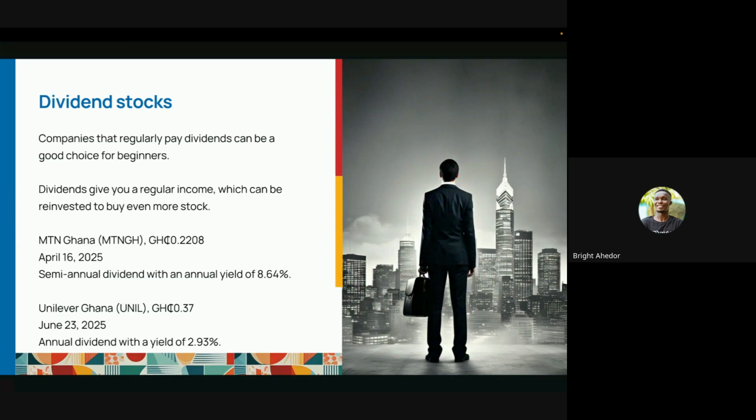Now, another stock buying approach is to look for dividend stocks. Companies that regularly pay dividends can be a good choice for beginners. This is one of the strategies I use. One of them is blue chips, the first one. I go for blue chips, so I'll buy a stock in Apple, in Amazon, in Microsoft, in MTN, in BOPP. I'll buy a stock in the big guys, right? They are blue chips. And my next strategy is I look for dividend paying stocks.